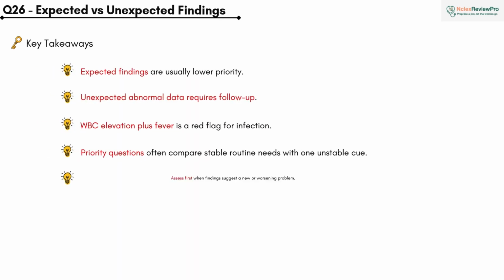The key takeaway is this. Expected findings are usually lower priority. Unexpected abnormal data requires follow-up. White blood cell elevation plus fever is a red flag for infection. Priority questions often compare stable routine needs with one unstable cue. Assess first when findings suggest a new or worsening problem. Okay, let's keep building safe nursing practices while moving on to the next.